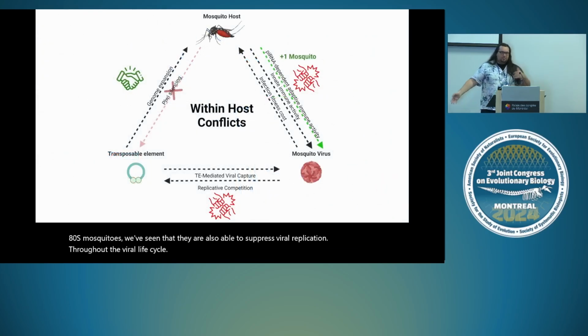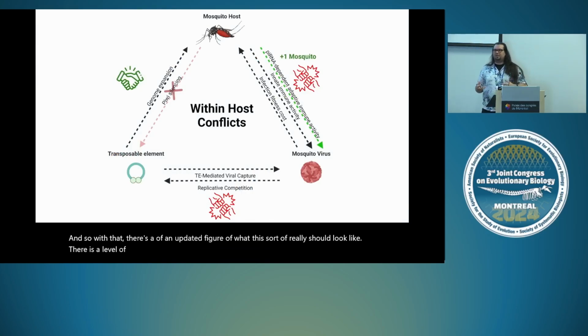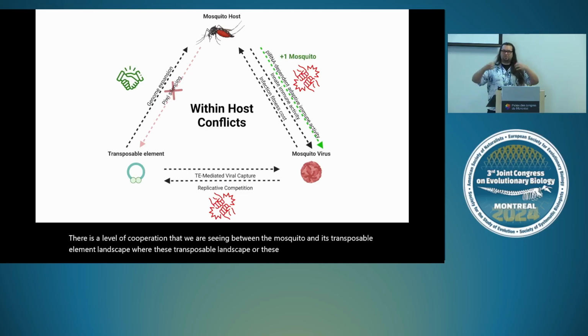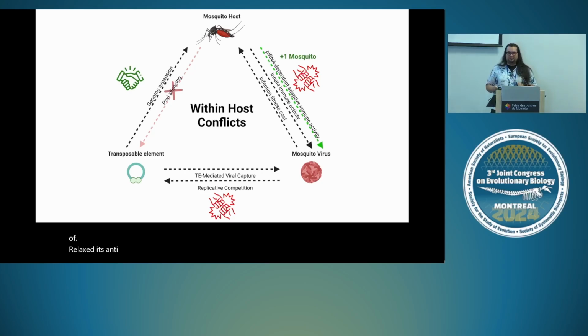And so with that, there's a bit of an updated figure of what this should really look like. There is a level of cooperation that we are seeing between the mosquito and its transposable element landscape, where these transposable elements are serving as the nucleus, or the capturing process, of viral sequences, and the mosquito has relaxed its anti-TE defenses. Of course, there's an effect that comes with that.